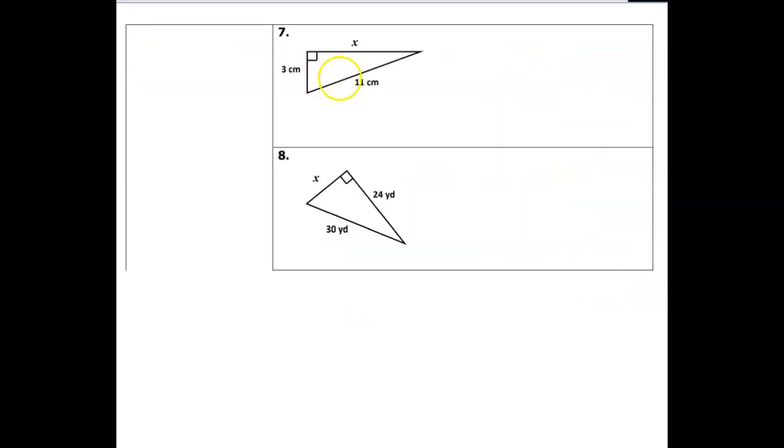Now look at number 7. Right away I notice that this is my c side, so that's the hypotenuse. With number 7, I'm going to make a be my 3, and then b is what we're looking for. So we could say 3 squared plus x squared is equal to c squared, which is 11 squared. It doesn't matter, again, which one's your a and your b. So 9 plus x squared is equal to 11 squared, which is 121.